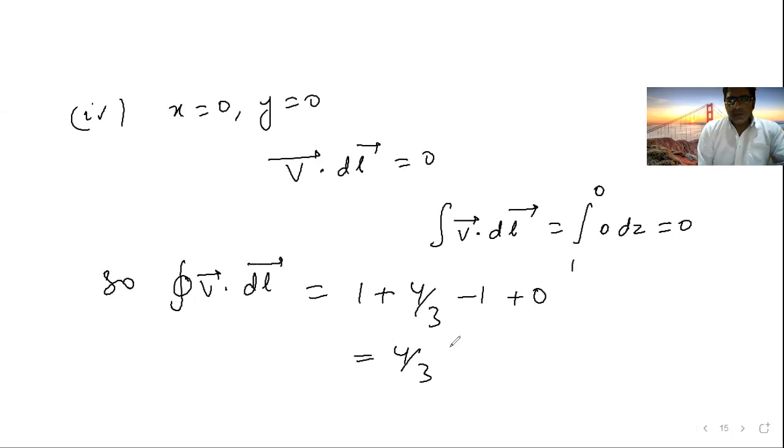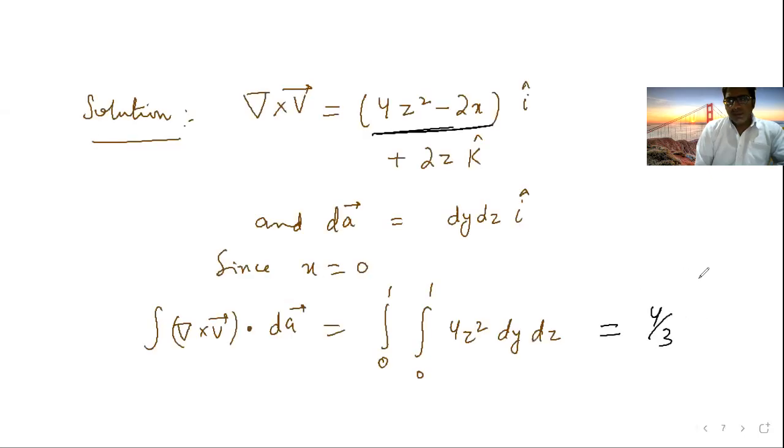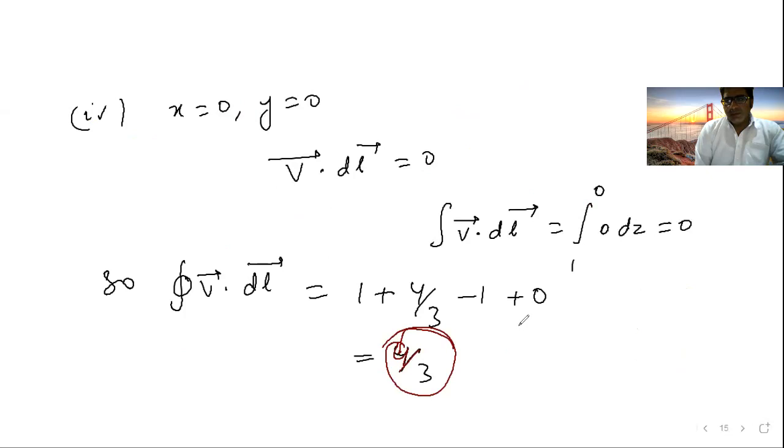Right? 1 plus 4 by 3 minus 1 plus 0 is 4 by 3. See, this is the value of the right hand side, 4 by 3. And 4 by 3 was our left hand side. So hence LHS is equal to RHS. Theorem is verified, right?